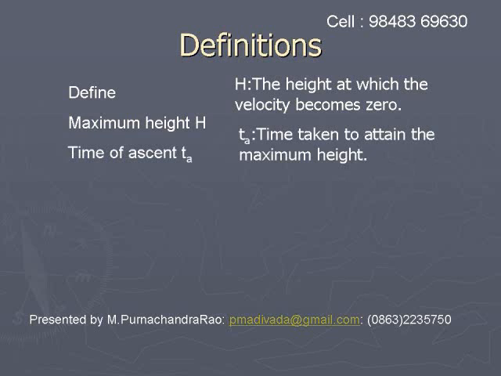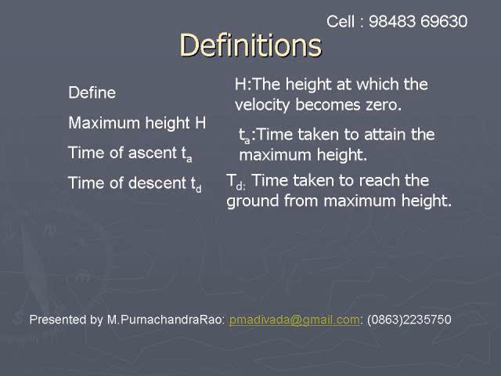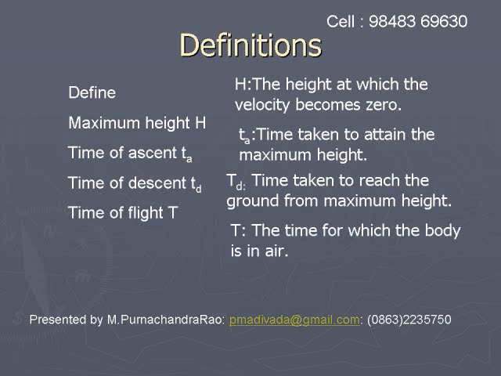Ta, time of ascent. The time taken to attain the maximum height by a vertically projected body is known as time of ascent. Td, time of descent. It is the time taken by the vertically projected body to reach ground from maximum height to the ground, that is td.